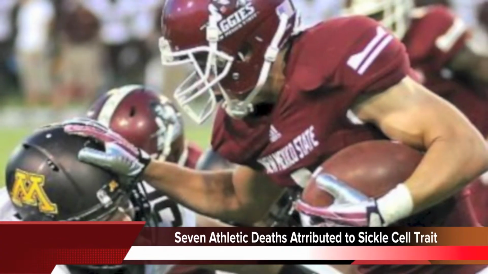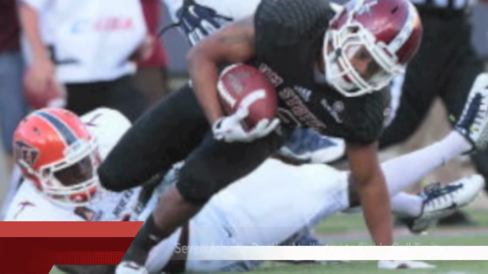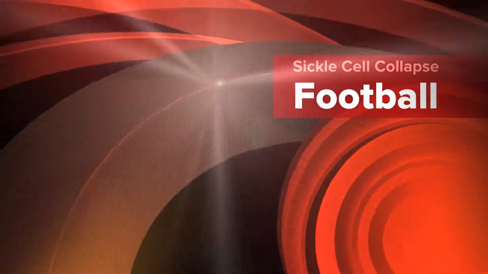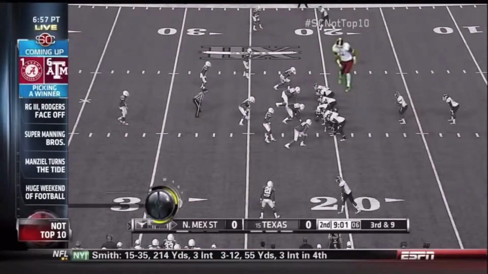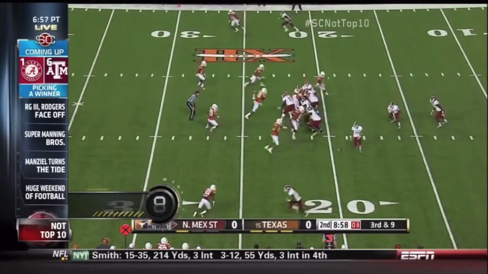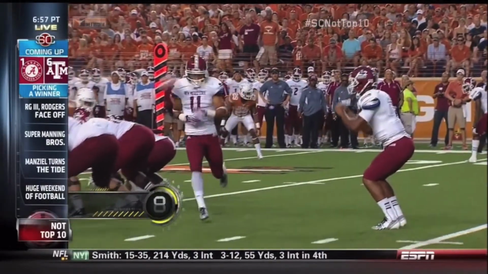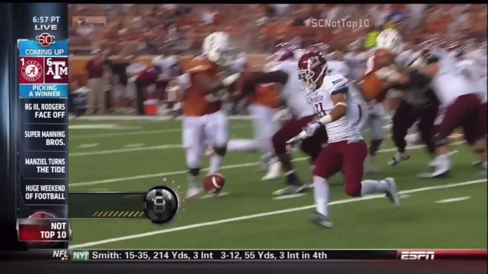A total of 7 athletic deaths in the past decade have been attributed to sickle cell trait. Up to 13 college football players have died after a sickling collapse. Though more common in football, sickling collapse is not limited to football. The harder and faster athletes go, the earlier and greater the sickling.